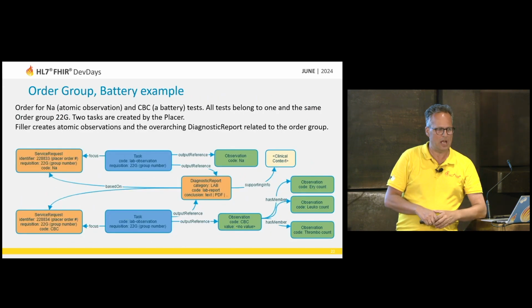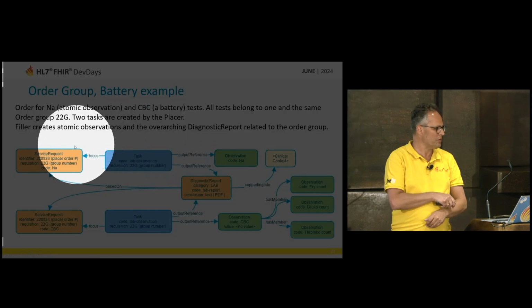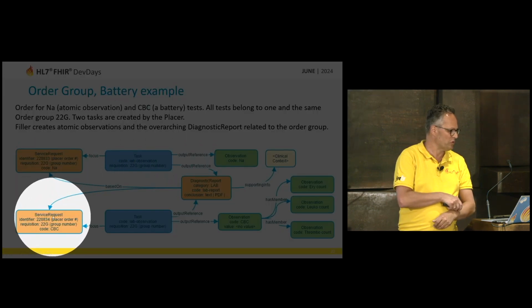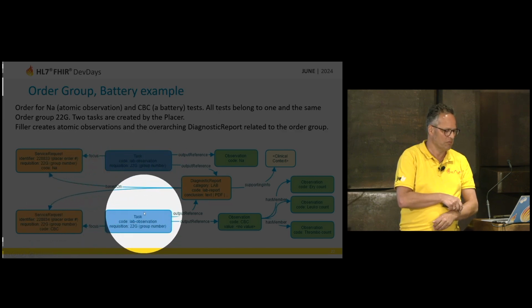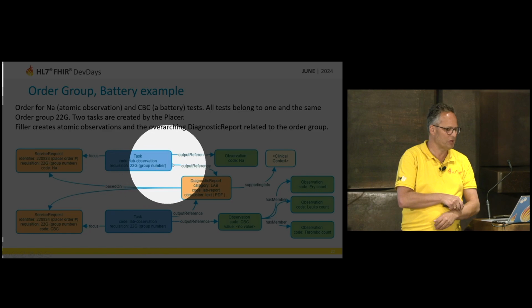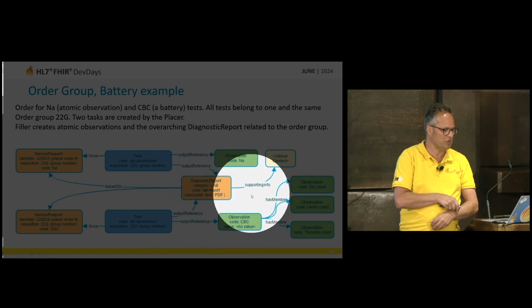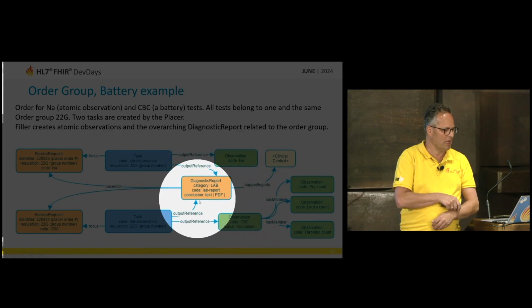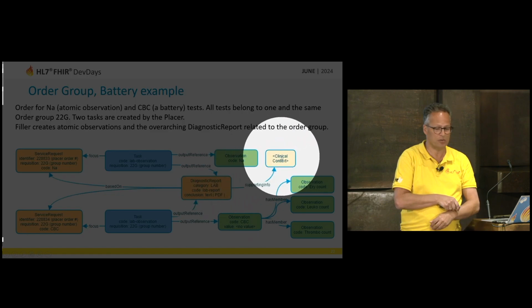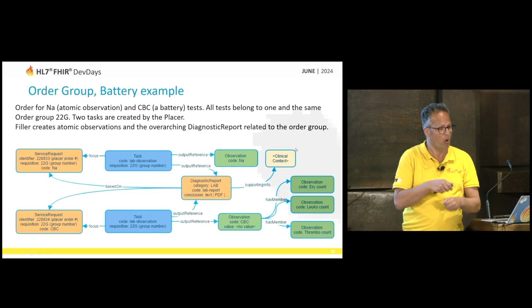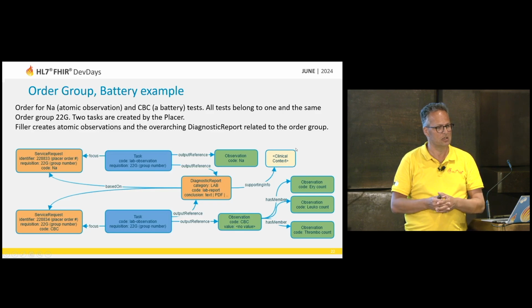Okay, so if we have here two service requests, a sodium and a CBC. A CBC is a panel, so that's multiple atomic observations. We have tasks for some laboratory to perform those, which lead to observations, and I will have a diagnostic report that basically speaks to all of these observations that were ordered and may actually involve the wider clinical context of the patient, so other different FHIR resources.